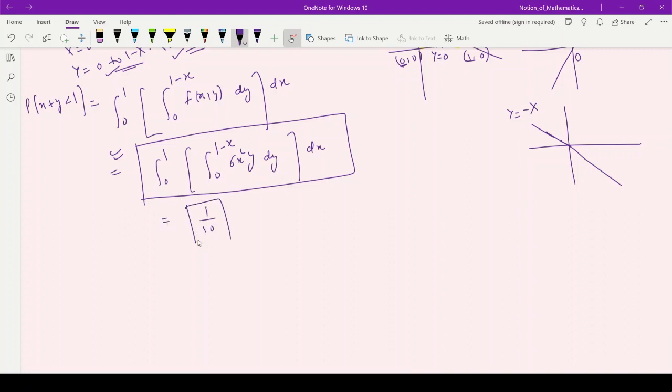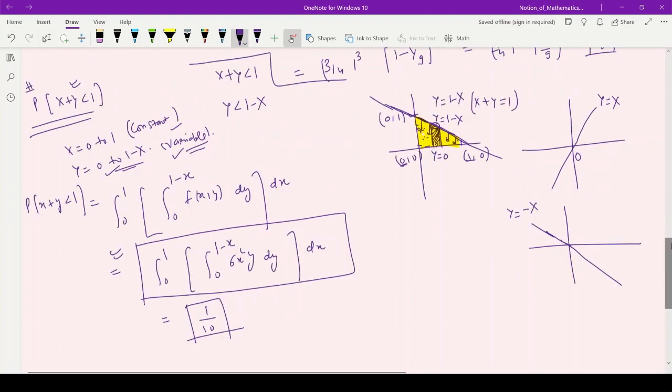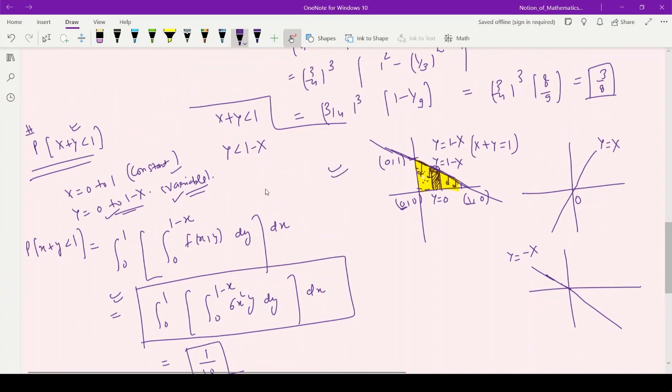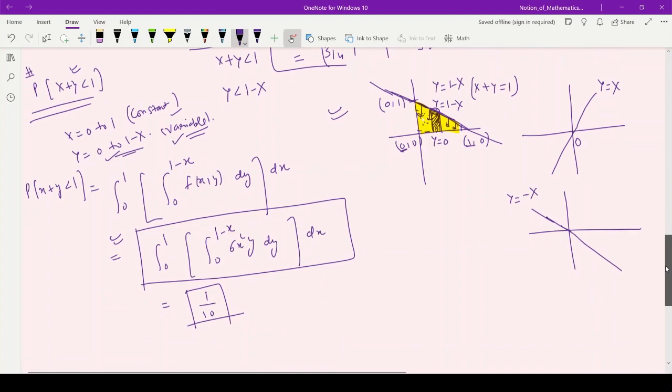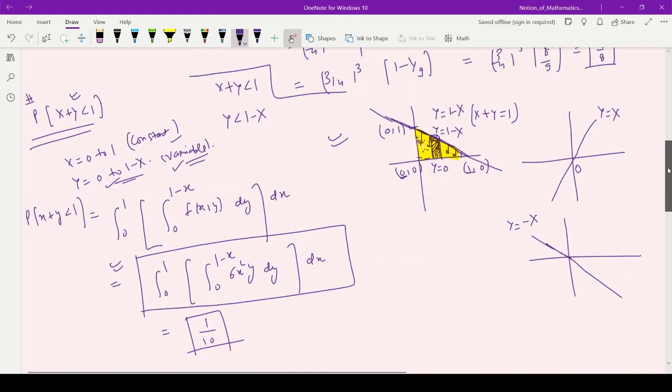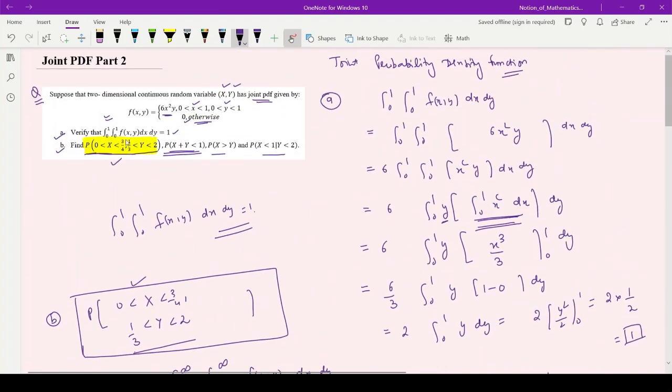It will be 1 by 10, and I have told you how to draw the region in such type of part. So that thing I have already discussed. So students, it was all about the second term of B part. So this part is also done. Now thereafter we will talk about the next third term of B part, probability of x greater than y.